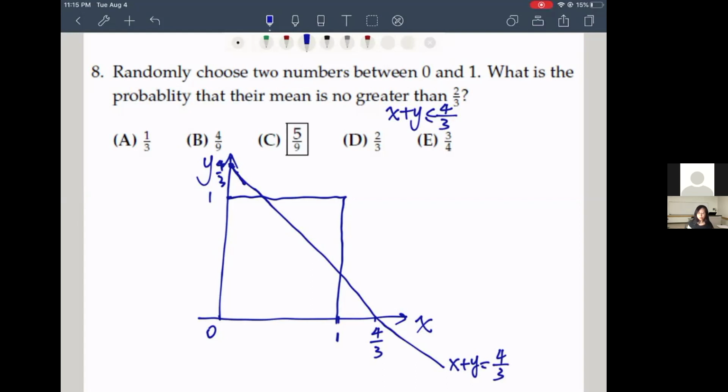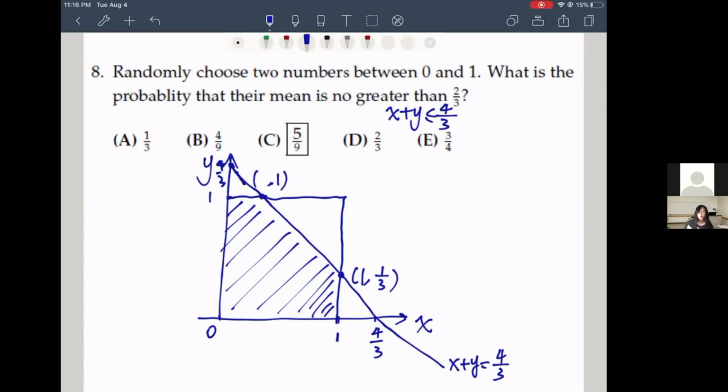What we want to know is that within the square, but below this line, this gives us all the pairs of x and y such that x plus y is less than or equal to 4/3, and x and y are both between 0 and 1. As long as we can find the shaded area, then since the total area of the square is 1, we know the probability. So let's look at some critical points. This one, x equals 1, is on the line, which means that y equals 1/3. This point, y equals 1, and x plus y equals 4/3, which means that x is 1/3, right?